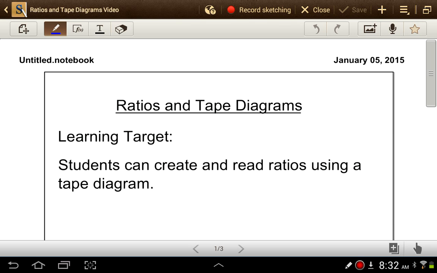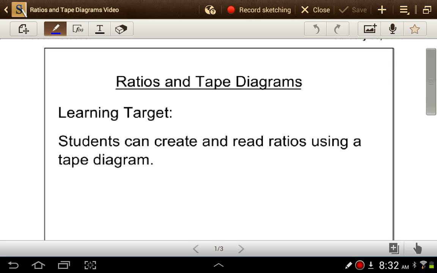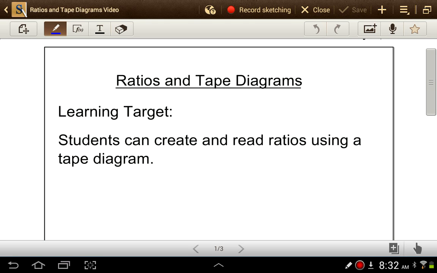Okay, today we're going to talk about ratios and tape diagrams. Our learning target for today is students can create and read ratios using a tape diagram. So we're going to focus on tape diagrams today and just basic ratios, going over what ratios are again and using them with tape diagrams.